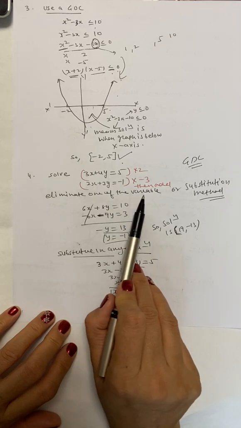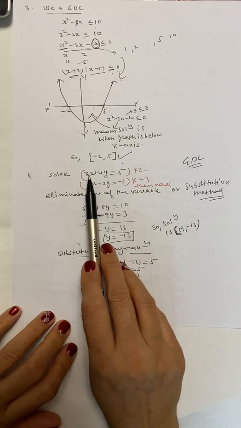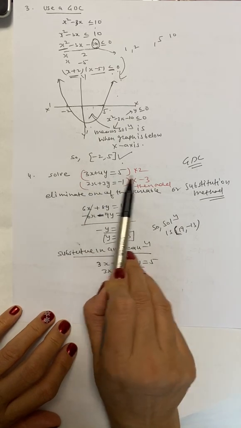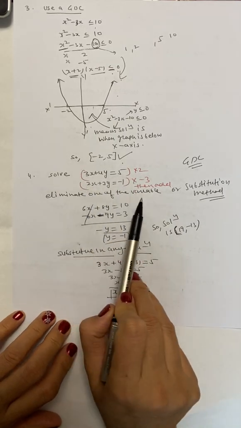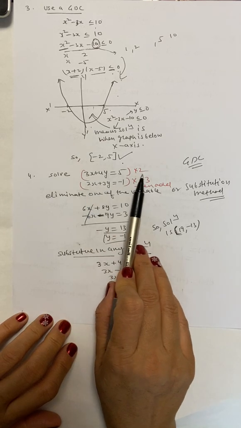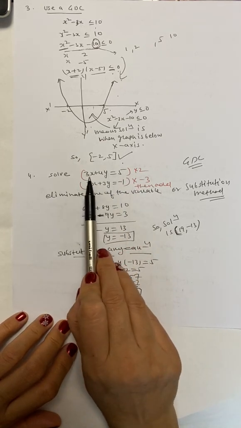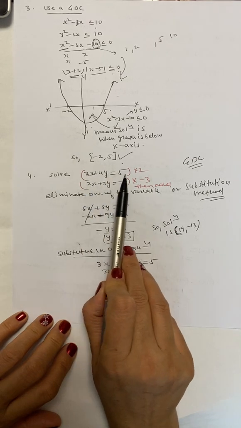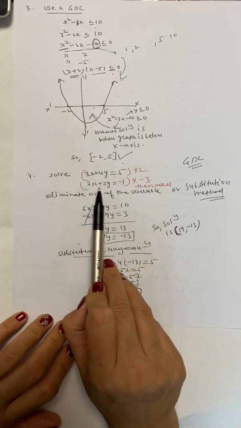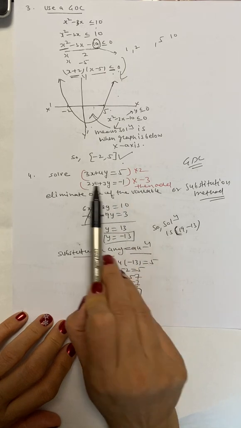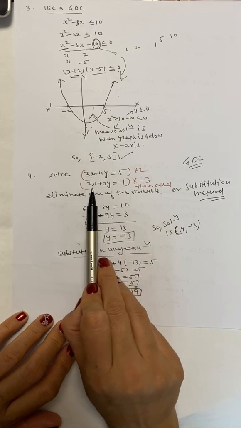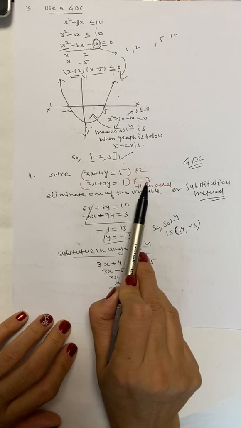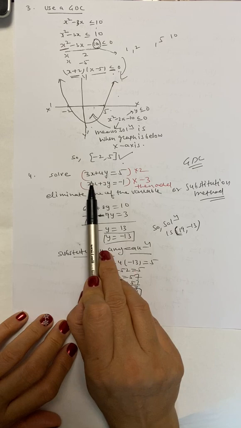Now to use the elimination method, we need to make one of the variables equal and opposite. It doesn't matter, it can be x or it can be y. I decided to make the coefficient of x equal and opposite. So here we had 3, here we have 2. So the first one I multiplied by 2, and the second one I multiplied by -3 because I wanted the coefficients to be equal and opposite since both of them are positive. So we multiply this by -3 so that this becomes -6.